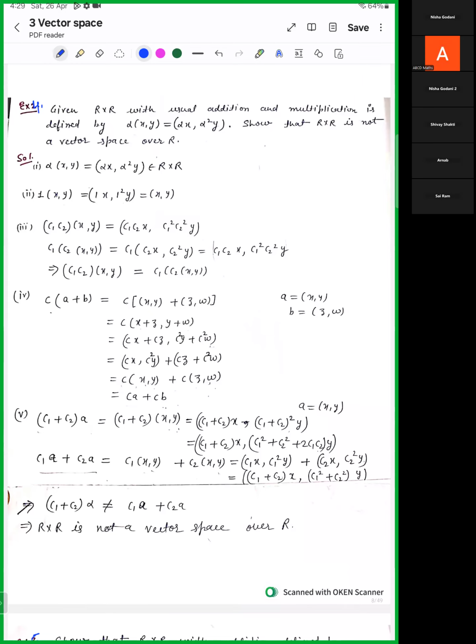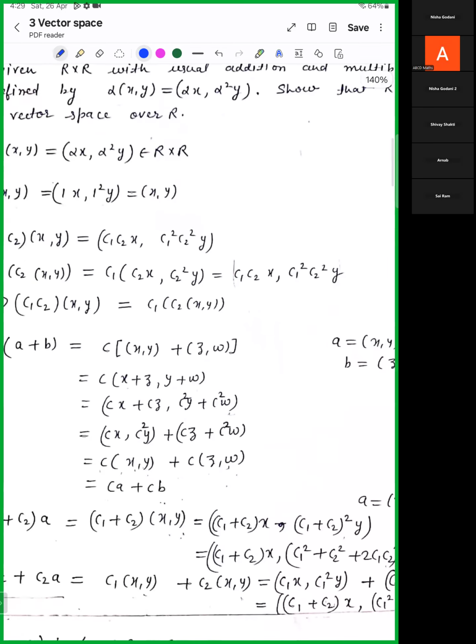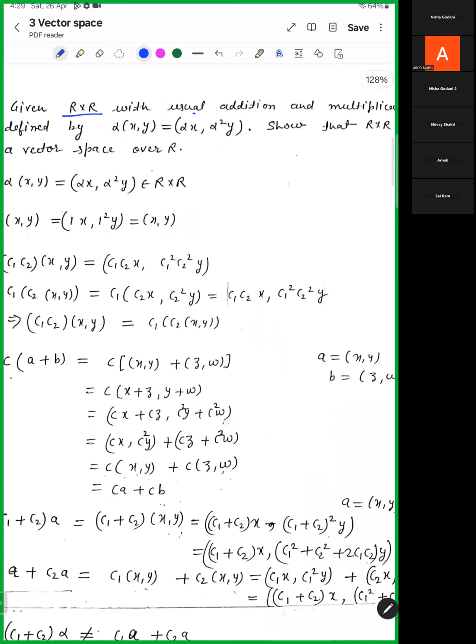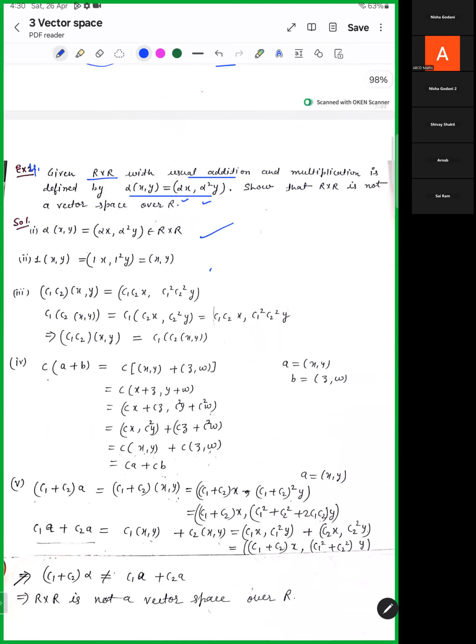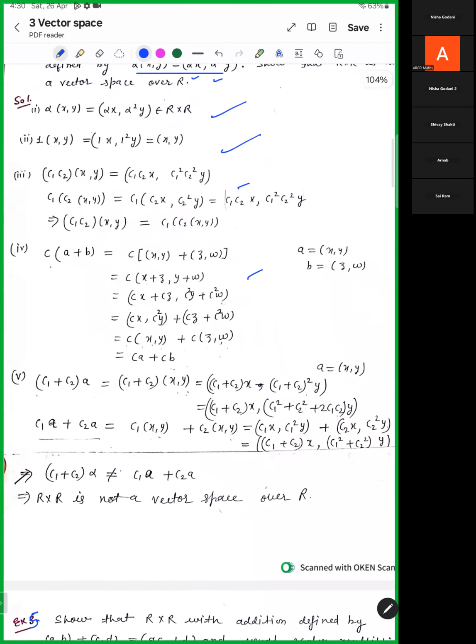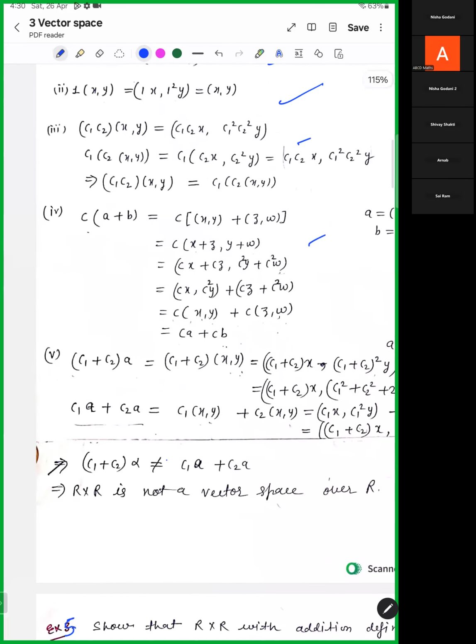Next one is again for R cross R. For R cross R, usual addition is there, but again scalar multiplication is changed. Here alpha into x comma y is alpha x comma alpha square y. So you have to check the axioms for scalar multiplication. I have checked: the first one is satisfied, second, third, fourth are satisfied. But the fifth one is not satisfied. Why?